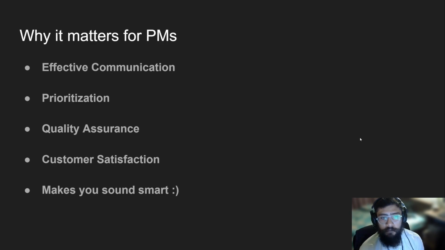And finally, by balancing functional and non-functional requirements, product managers can deliver a product that not only meets the user's needs but also provides a seamless and satisfying user experience. Also, it makes you look smart.